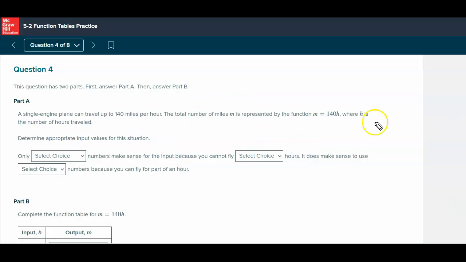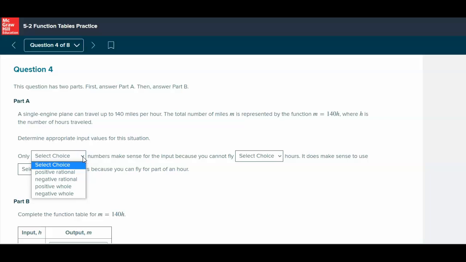Back to writing. Oh, this is a drop-down one. A single-engine plane can travel up to 140 miles per hour. The total number of miles m is represented by the function m equals 140h, where h is the number of hours traveled. Determine appropriate input values for this situation.